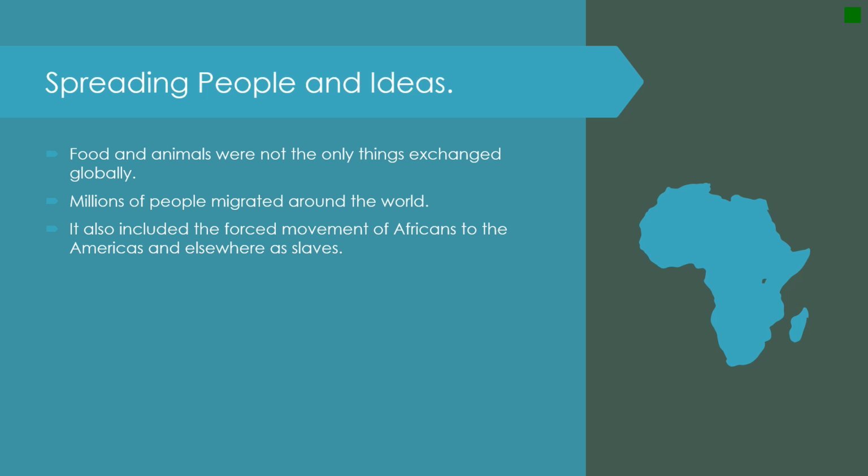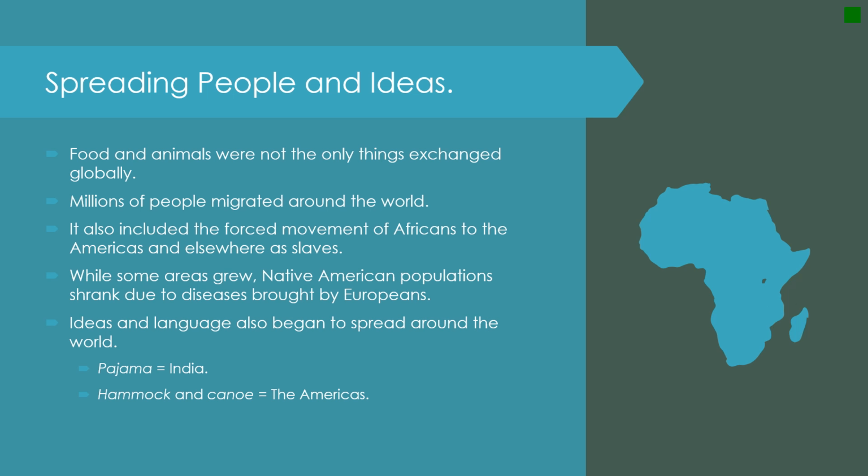So, spreading people and ideas. Food and animals were not the only things exchanged globally. Millions of people are going to migrate around the world, people from Europe to the Americas, and it also included the forced movement, unfortunately, of Africans to the Americas and elsewhere as slaves. While some areas are going to grow, Native American populations are going to shrink, unfortunately, due to diseases brought by Europeans, which we've already talked about. But we'll also see ideas and language begin to spread around the world.